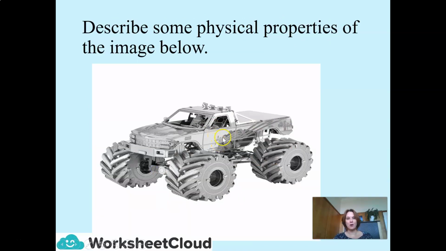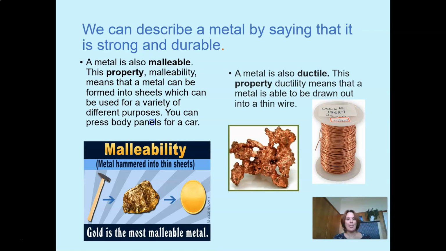Let's take a look at this metal car. I want you to look at it, give you a couple of seconds, and describe some physical properties of the image below. What do you observe with this car? Firstly, it's a metal, yes, and it has a shine to it, a luster to it, and it also looks very hard. Those are properties that you can easily observe, but there are other properties of metal that are not easy to observe, such as malleability. We do say that a metal is strong and durable, but it can also have malleability.